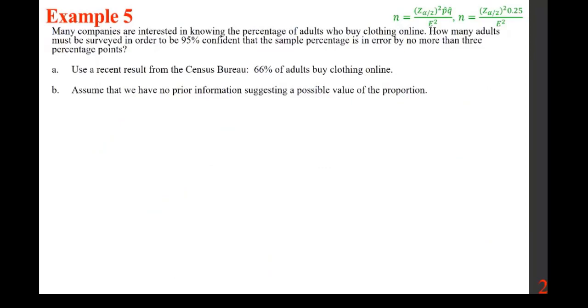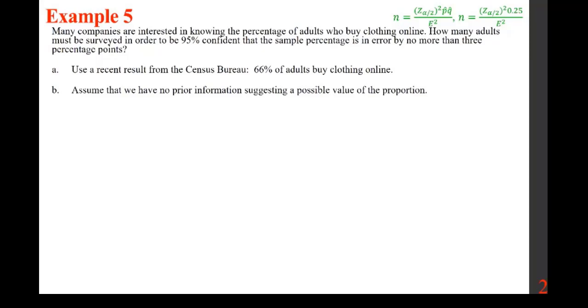Many companies are interested in knowing the percentage of adults who buy clothing online. How many adults must be surveyed in order to be 95% confident that the sample percentage is in error by no more than 3 percentage points? A, use a recent result from the Census Bureau, 66% of adults buy clothing online, and B, assume that we have no prior information suggesting a possible value of the proportion.